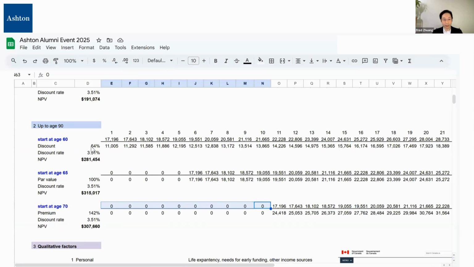This is 64% of the benchmark, and this is 142% of the benchmark. So that's almost 80% higher, waiting for 10 years. And also we extend the life expectancy to 90.